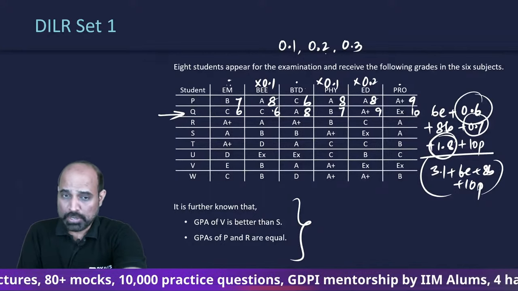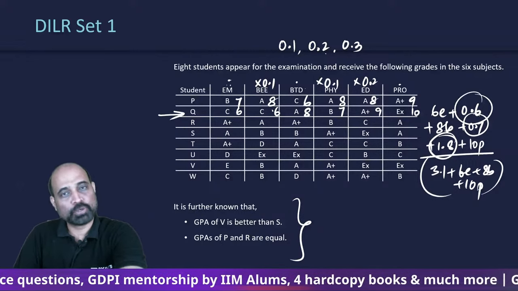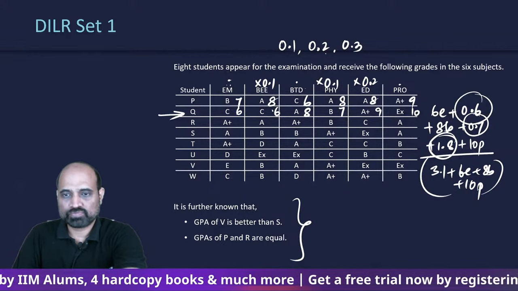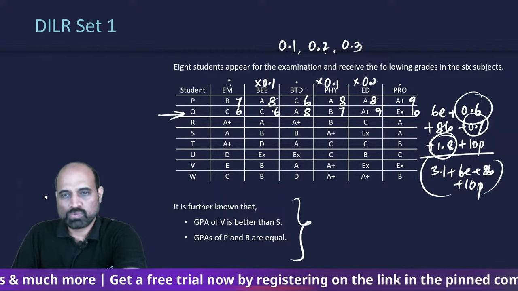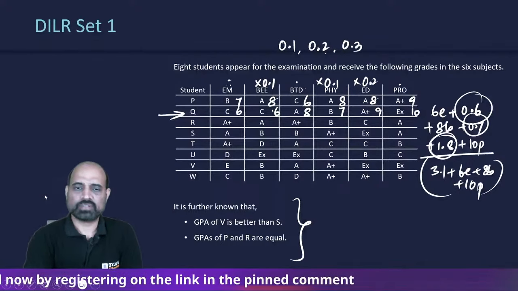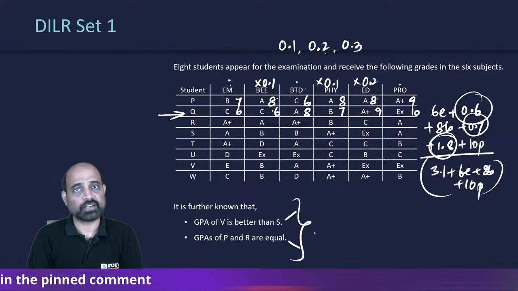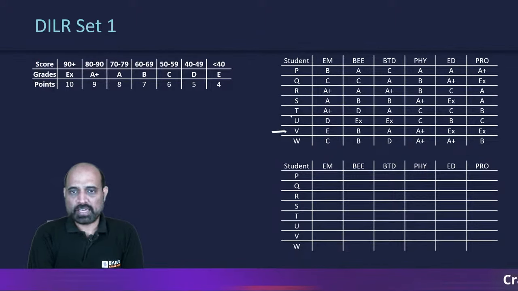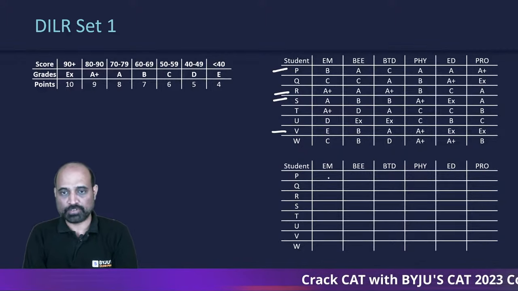So that means we need to figure out first of all where to put 0.1, 0.2, 0.3, isn't it? Okay, let's convert for the required students. We need V, S, P and R, right? So let's do the conversion for V, S, P and R. So I'll be using the conversion of that.